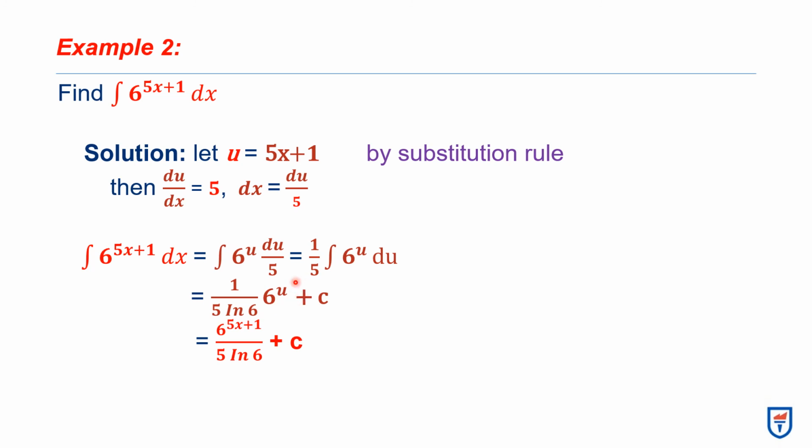And now we return the actual value of u, which becomes 6 to the power 5x plus 1 divided by 5 ln 6 plus c as our solution for this integration of a function.